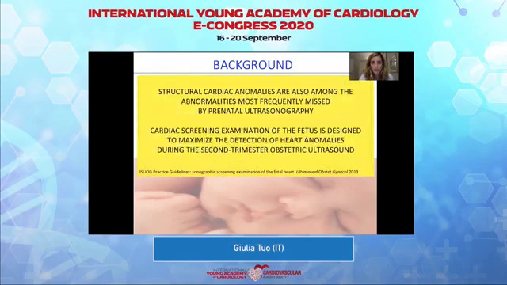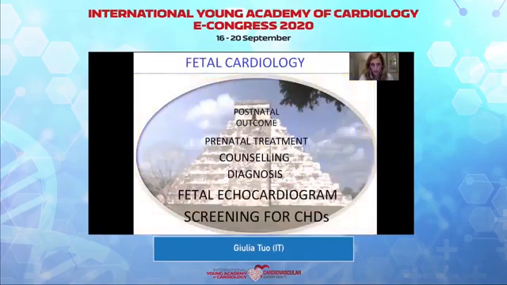However, the structural cardiac anomalies are also among the abnormalities most frequently missed by prenatal ultrasonography. And this is the reason why, over the years, we have tried to optimize the cardiac screening examination to maximize the detection of heart anomalies during the second trimester obstetric ultrasound.